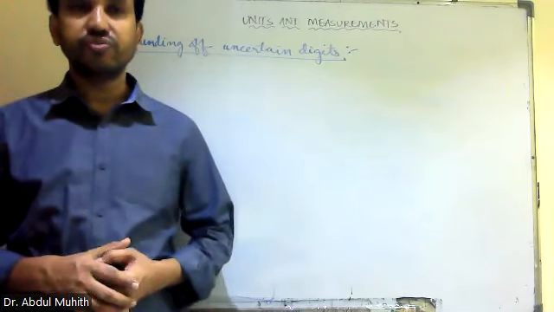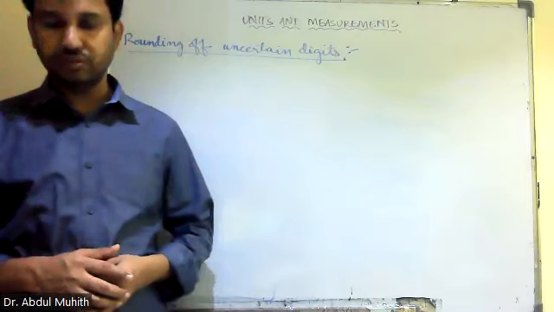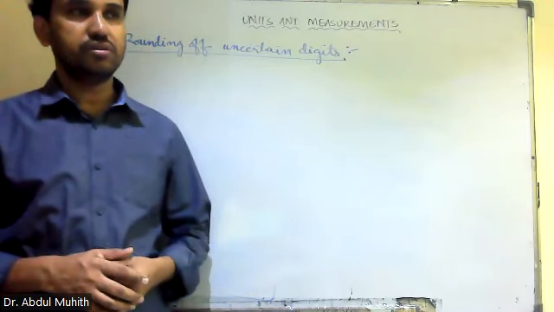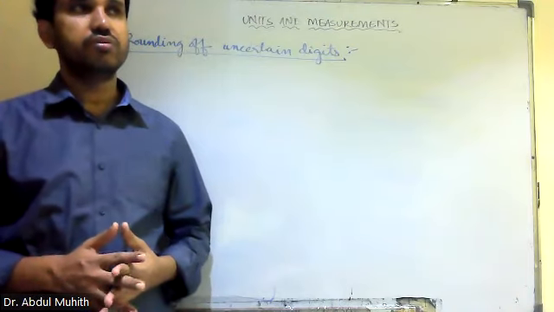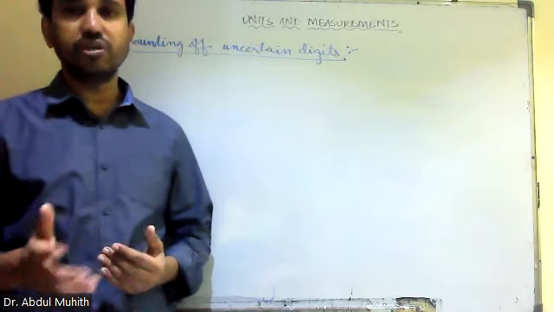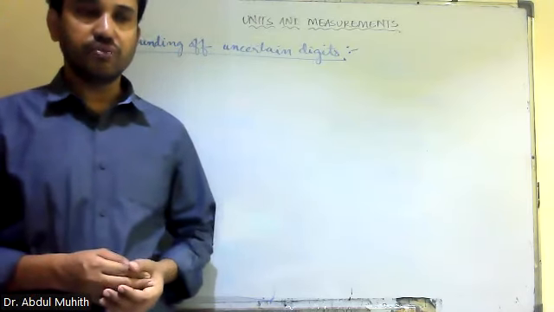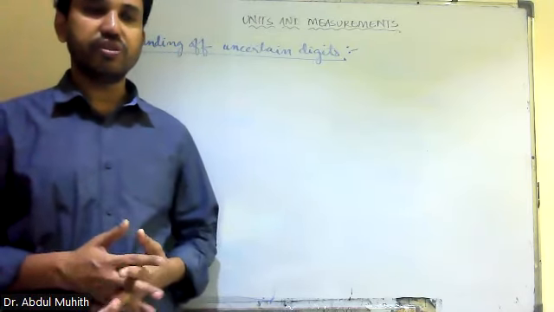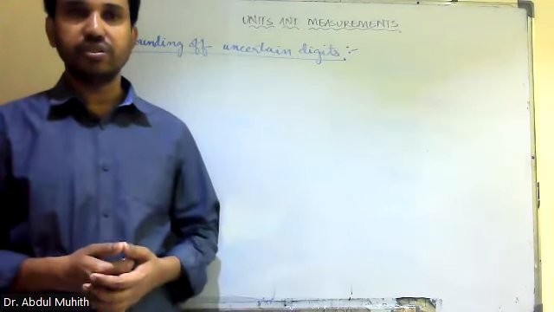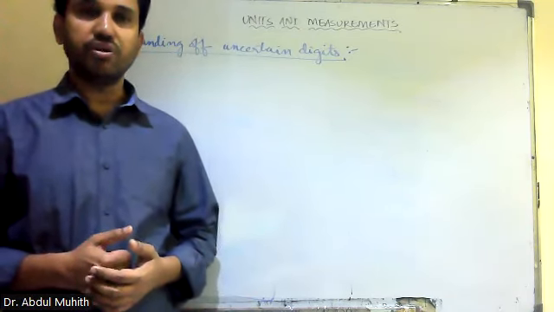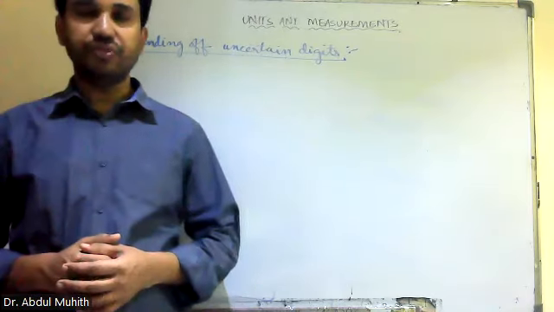The next definition is fundamental physical quantity. What is that? A physical quantity which cannot be expressed in terms of other physical quantities, or which is independent of other physical quantities, is known as a fundamental physical quantity. Altogether there are seven fundamental physical quantities.